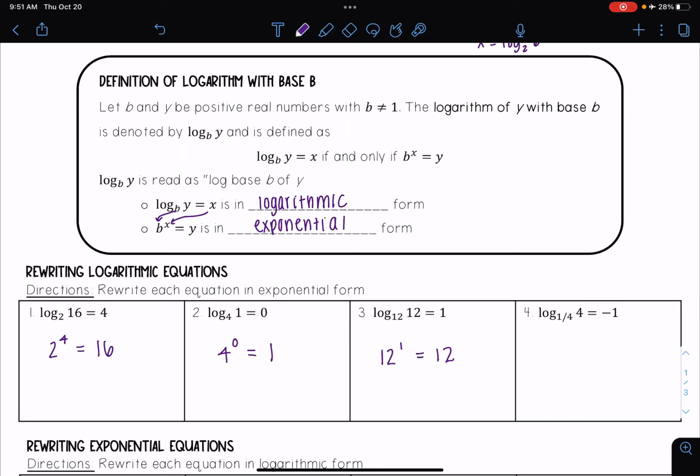And then last one, log base 1/4 of 4 is equal to -1. My base of 1/4 is still my base. What it's equal to is my exponent, and then it's equal to 4.